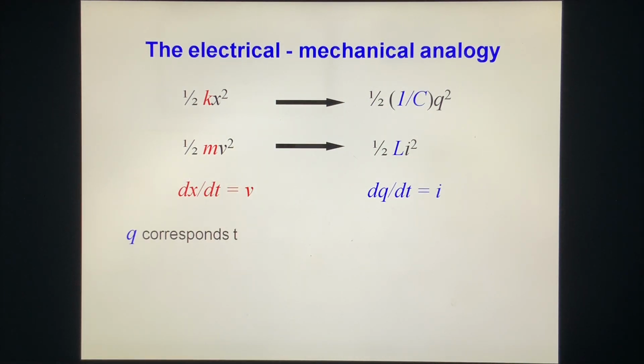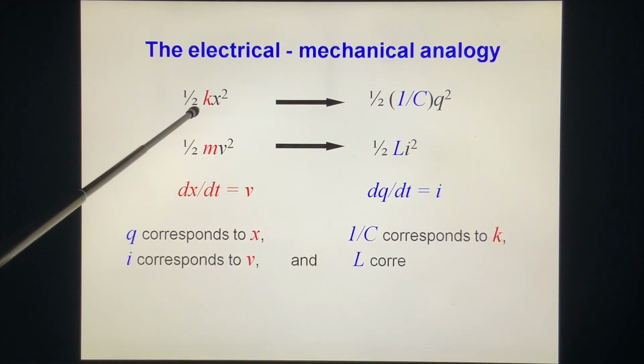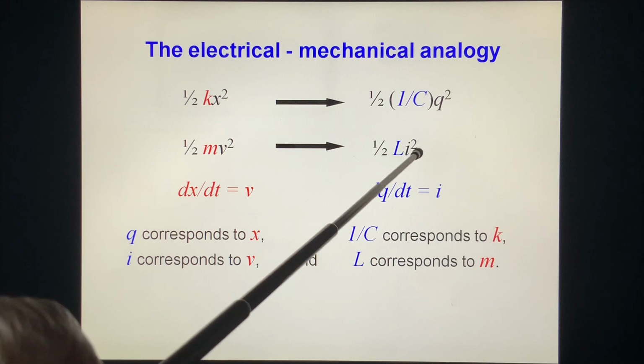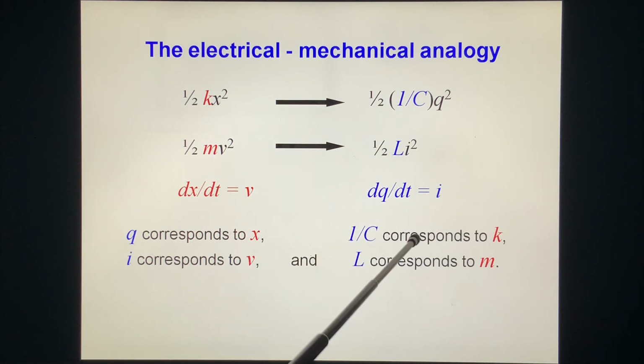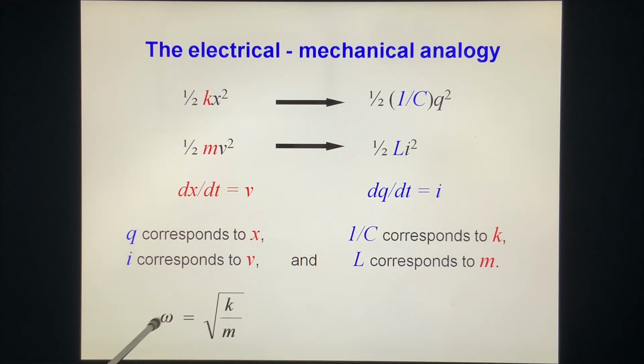Q corresponds to x, 1 over C corresponds to k, I corresponds to v, and L corresponds to m. We know that in mechanical oscillation, omega equals the square root of k over m. So k corresponds to 1 over C, and m corresponds to L. So in electrical oscillation, omega is equal to 1 over the square root of LC.